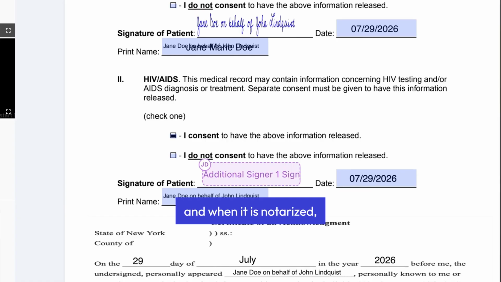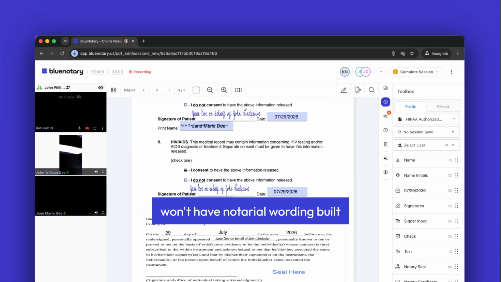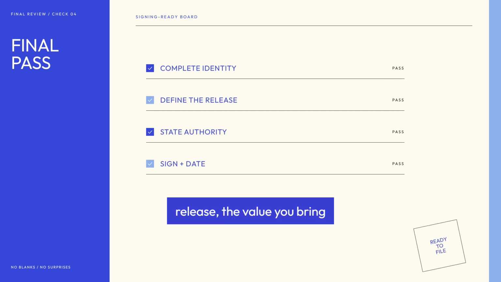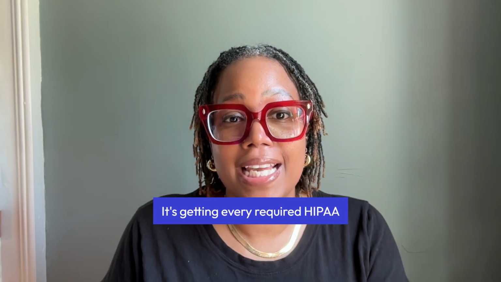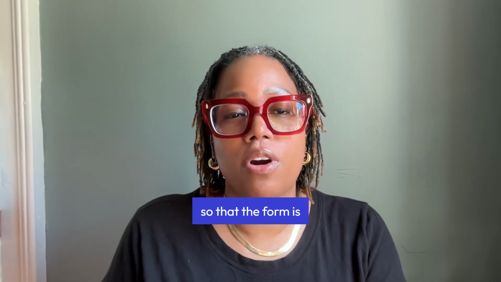And when it is notarized, the notary would attach a loose certificate, since the form won't have notarial wording built in. But for the everyday medical records release, the value you bring as a preparer isn't about a notary stamp. It's getting every required HIPAA element right so that the form is valid.